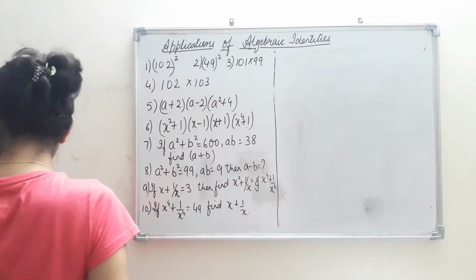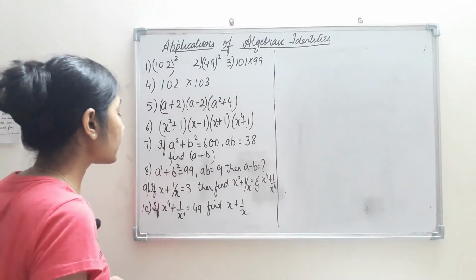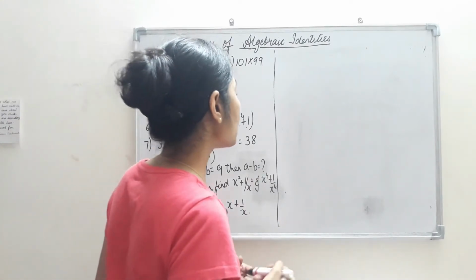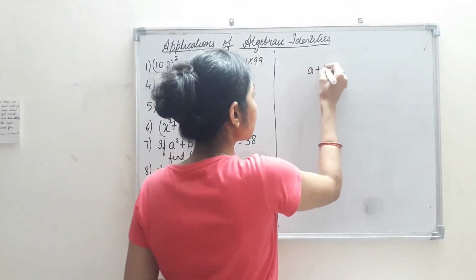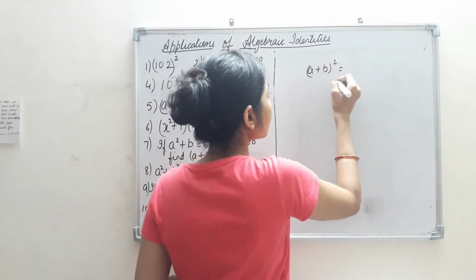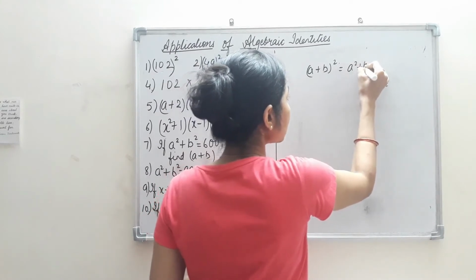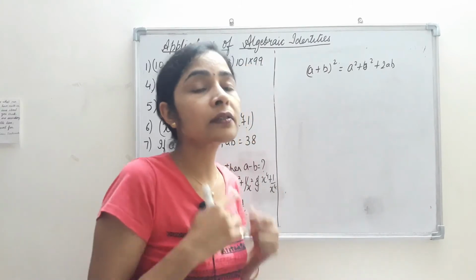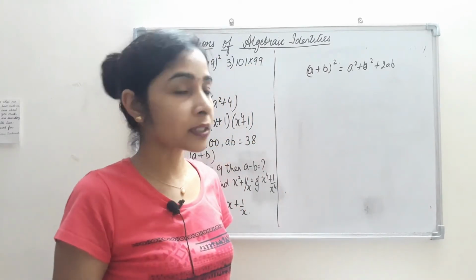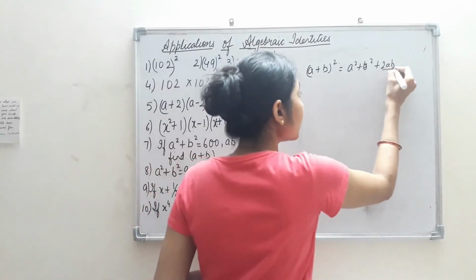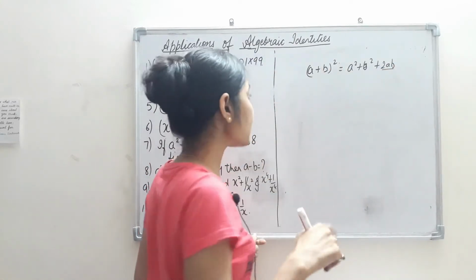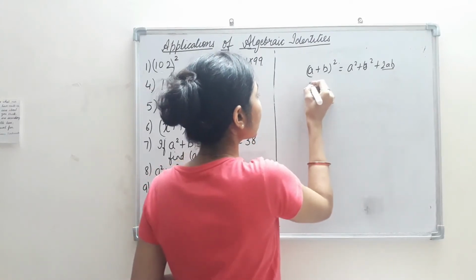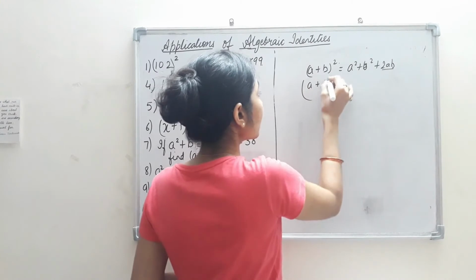Here we are given that x plus 1 upon x is equal to 3. Now one thing, whenever we are using these identities, suppose we are using the identity a plus b whole square is equal to a square plus b square plus 2ab. In this type of identity, whenever a and b are reciprocals of each other, then in place of 2ab we get only 2. How does it happen? Suppose we take a plus 1 upon a, the whole square.